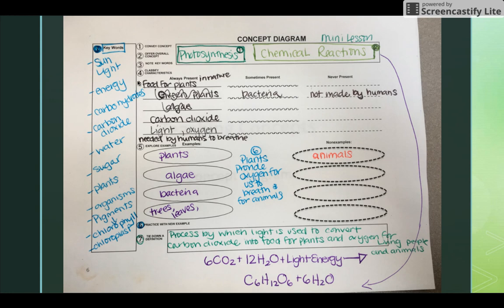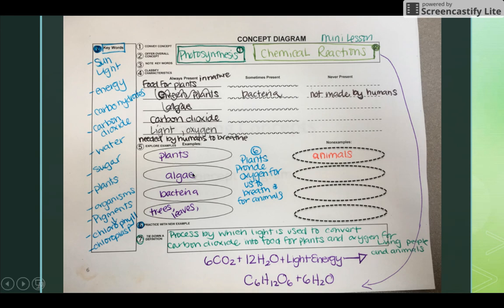And then in this middle area, I wrote what's always present: carbon dioxide, light, oxygen. It's needed by humans. It's sometimes present in bacteria. There's only certain types of bacteria that use photosynthesis to generate food. And then it's never present in humans. Like, we can't photosynthesize our own oxygen, obviously.